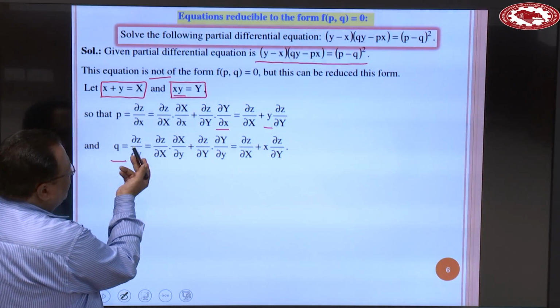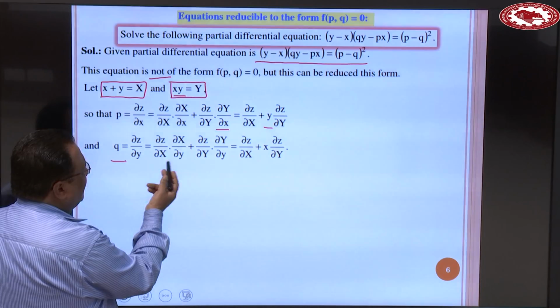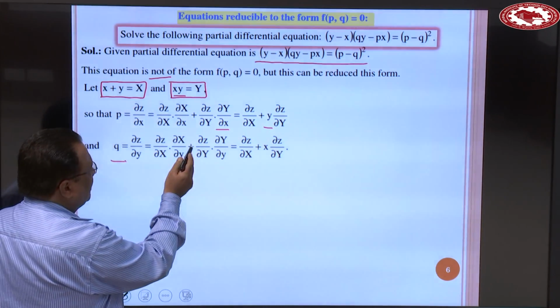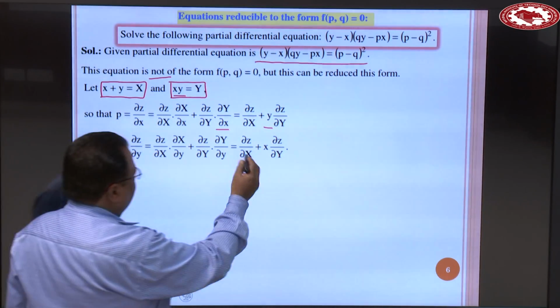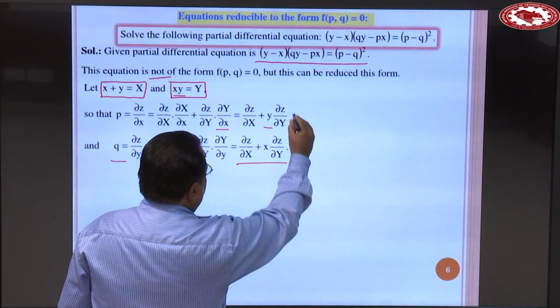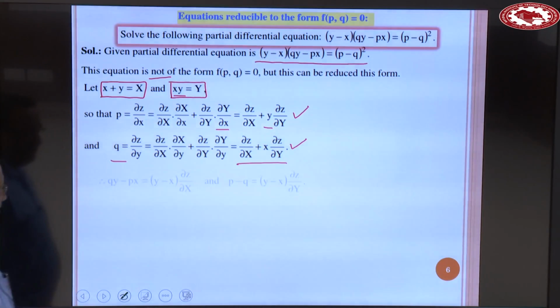Q is obviously curly z over curly y, and that can be written as curly z over curly x over curly y, plus curly z over curly y over curly y. Then calculate the result, and you will get these two expressions p and q.